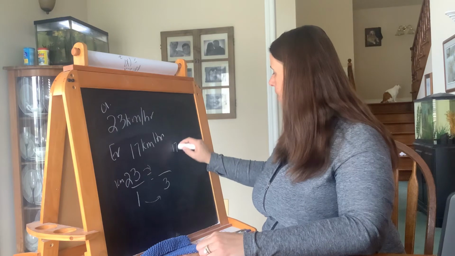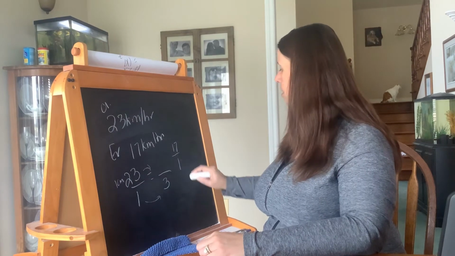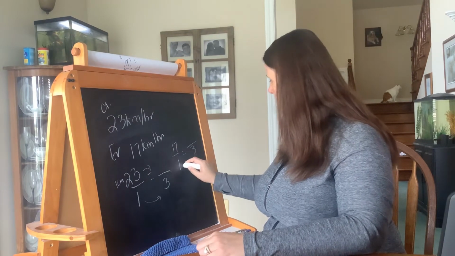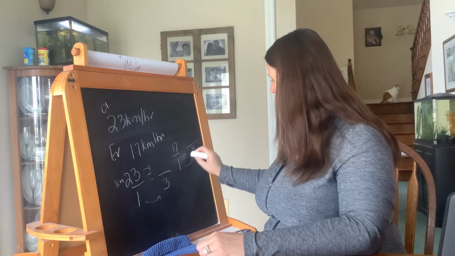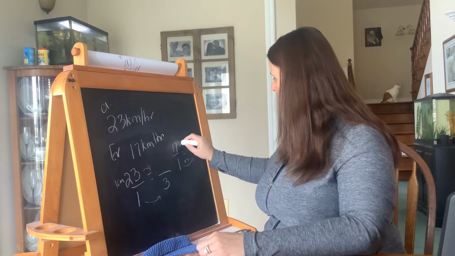So if Claire can go 23 kilometers in 1 hour, how far can she go in 3? Okay, how do I get from 1 to 3? Do the same on the top. Aaron can go 17 in 1 hour. How far can she go in 3? Figure out your missing number. How did I get from 1 to 3? I timesed it by 3, so I'm going to do the same up here.